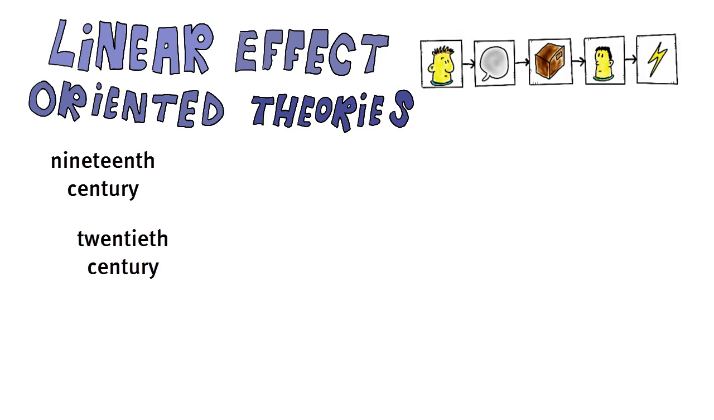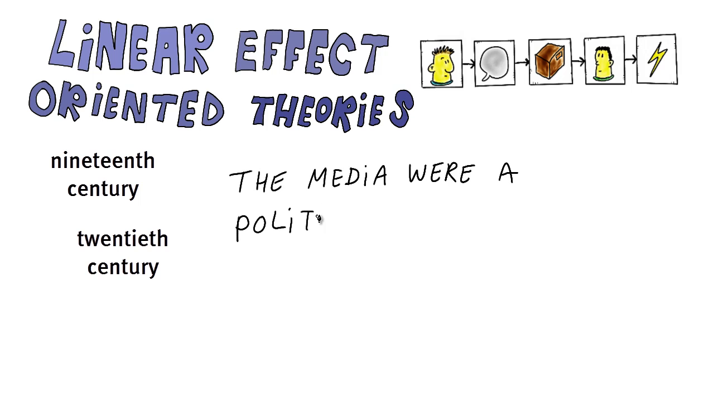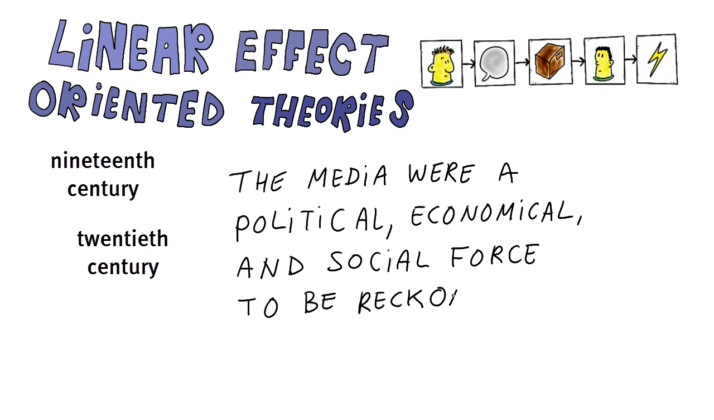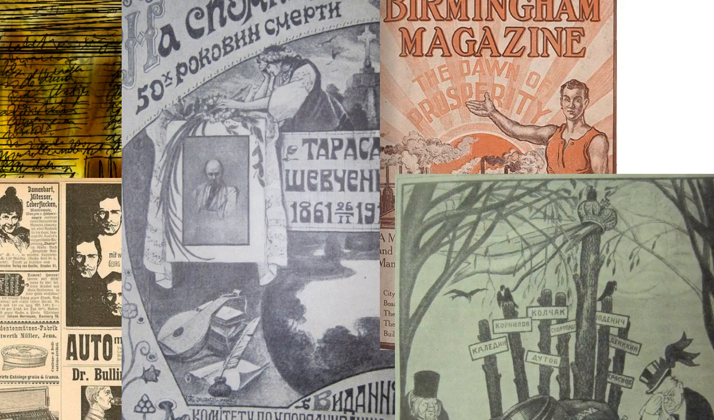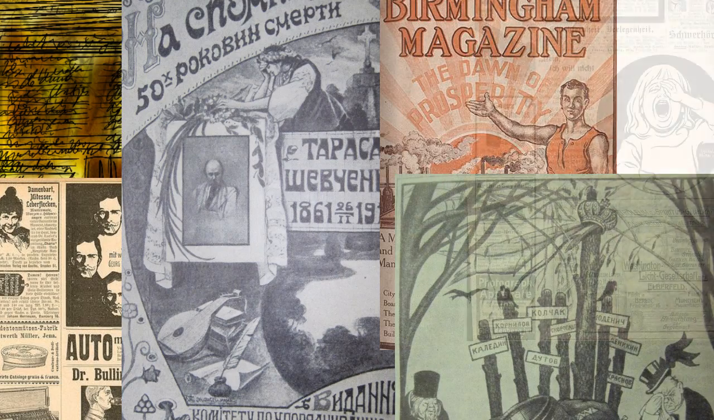We left off last week at the end of the 19th century, start of the 20th century, when scholarly thought had now accepted the idea that the media were a political, economical, and social force to be reckoned with. The 18th and 19th century had been riddled with practical examples of their persuasive powers. People were surrounded by a rich media landscape. Different channels, most notably print media like pamphlets, newspapers, and magazines, clamored for attention.